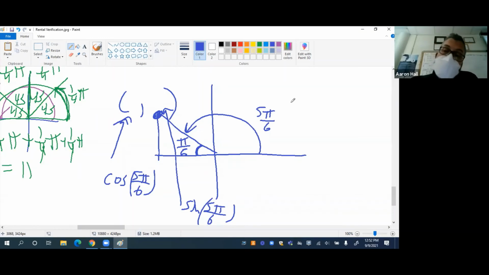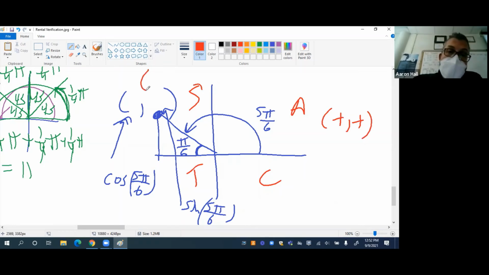A lot of times we use an acronym: all students take calculus. All stands for all of our trigonometric ratios are positive in the first quadrant. S stands for sine. Only sine is positive in the second quadrant. T stands for what? Only tangent is positive in the third quadrant.